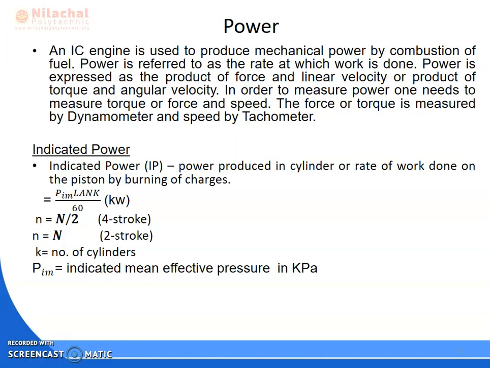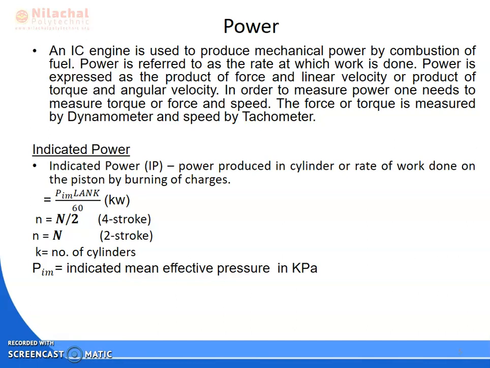First we will discuss what power is. You know that an IC engine is used to produce mechanical power. How does it get the mechanical power? By combustion of fuel, which is converted to heat, and heat is converted to work. The rate of work done is the power. Power is expressed, in case of linear velocity, as force into linear velocity, or in case of a rotating device, as torque into angular velocity.